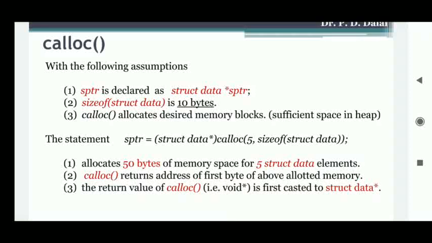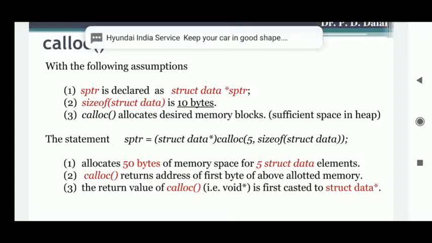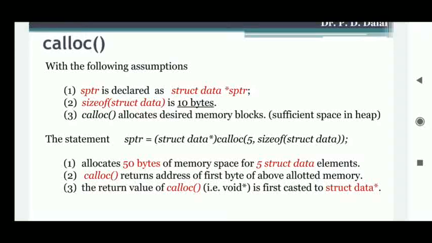Here n, that is the total number of elements we want to store in the structure, is 5, and the size of struct data in our case is given as 10 bytes. So a total of 5 blocks of 10 bytes each, that is 50 bytes continuous. First, it allocates 50 bytes of memory space for 5 structure data elements. Second, calloc returns the address of the first byte of the allocated memory into sptr, and the return value of calloc, which is again a void pointer, is typecast into struct data pointer and then assigned to sptr.